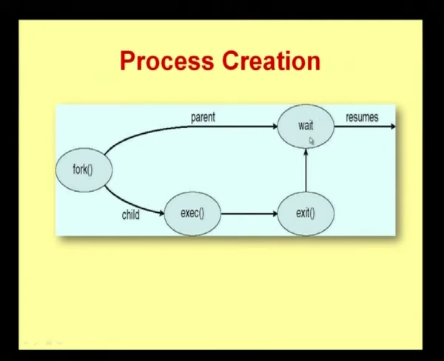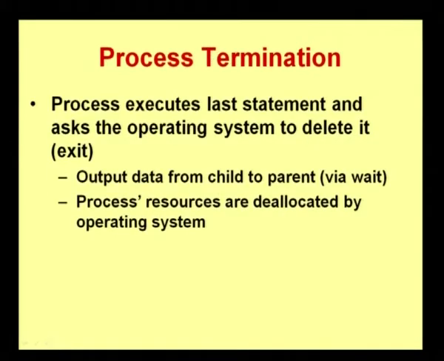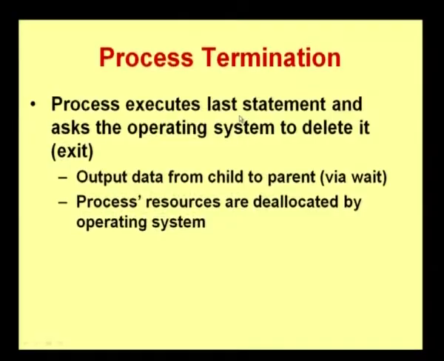Then we will see how a process is terminated. What do you mean by process termination? Process termination is something which is at the last stage. If the process has been executed and is coming to a concluding stage, then it calls the exit system call, and then it terminates. So this is how it is.